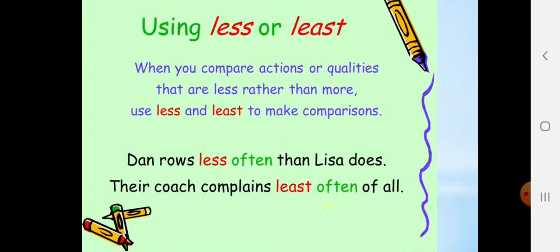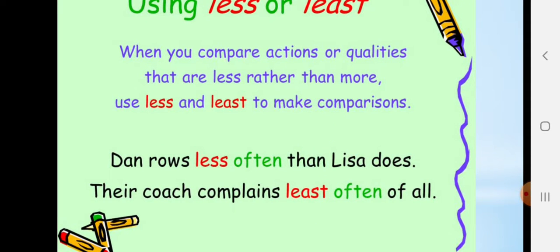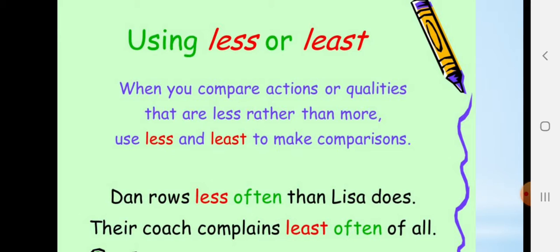Now students, let's see using less or least. Less and least. Students, when you compare two actions and qualities that are less rather than more, use less and least to make comparison. It means less and least are used for making comparison: little, less, least. Okay, for example, Dan rows less often than Lisa does. Their coach complains least often of all.